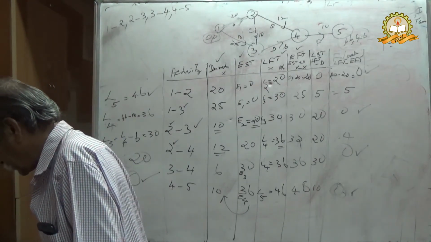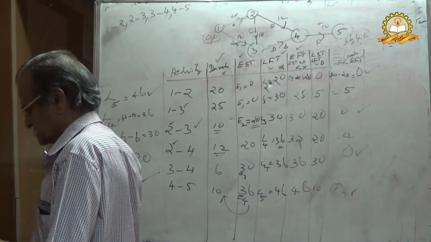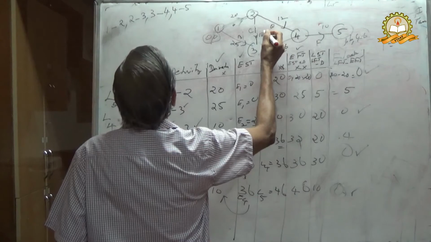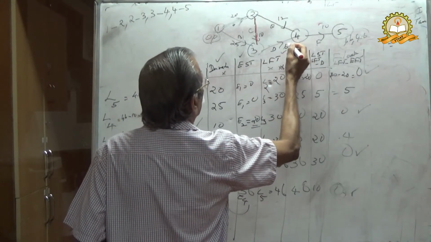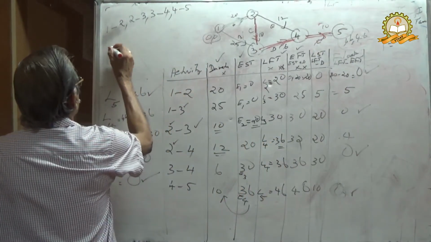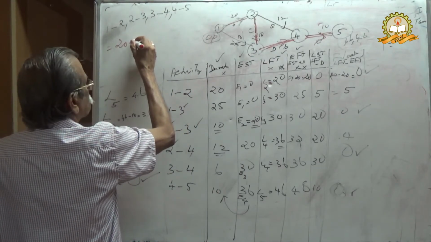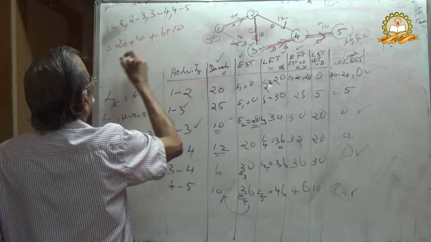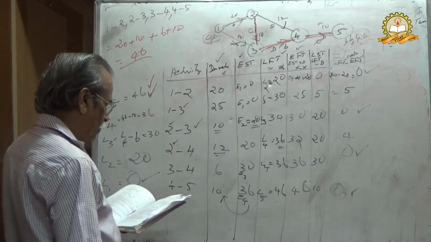Then you have 1 to 2, 2 to 3, 3 to 4, and 4 to 5. And the duration is 1 to 2: 20 plus 10 plus 6 plus 10, that is 46. It tallies with this, equal to 46.